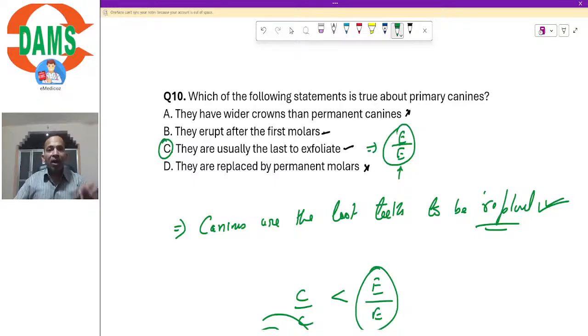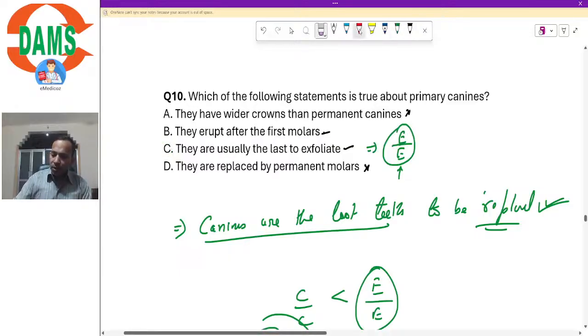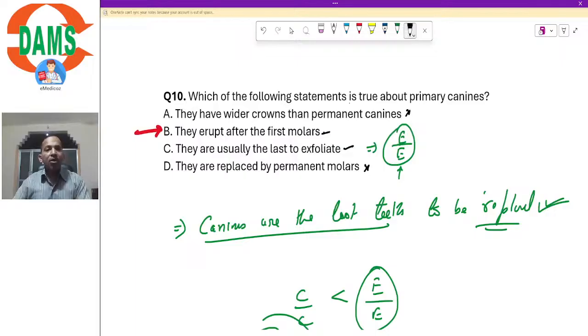The second molars are last to exfoliate and canines are last to be replaced, because the maxillary canine is the last succedaneous tooth to erupt, and hence the answer here would be option B. That is, they erupt after first molars, isn't it? We have studied this in chronology.